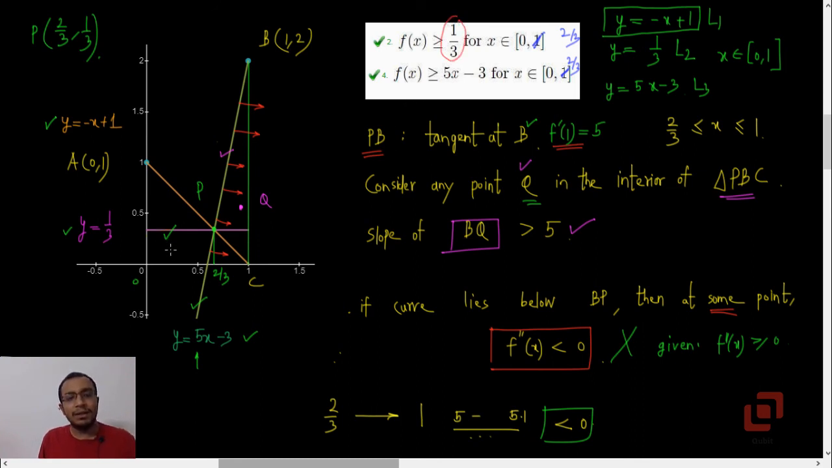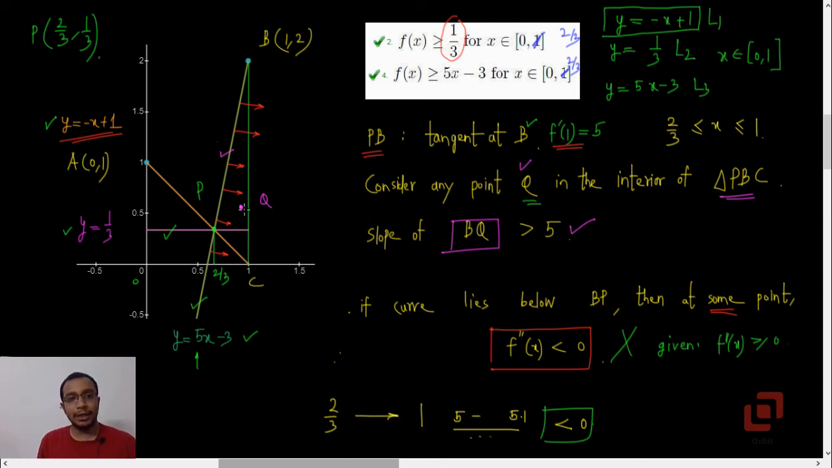I mean, it could have been this situation, but we have already ruled out that possibility because of the orange line y equal to minus x plus 1. Alright, so we have proved that options 2 and 4 are correct in a single discussion. And secondly, we have proved it by the method of contradiction.